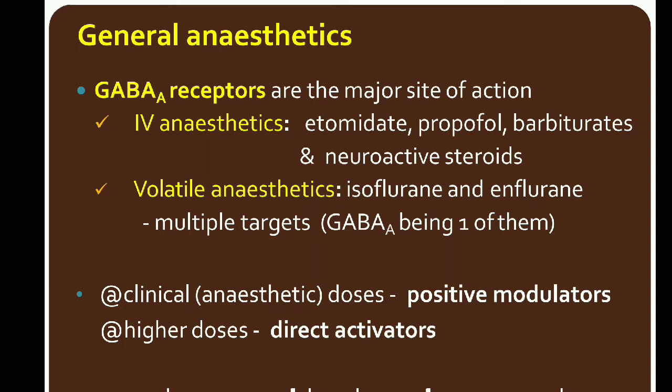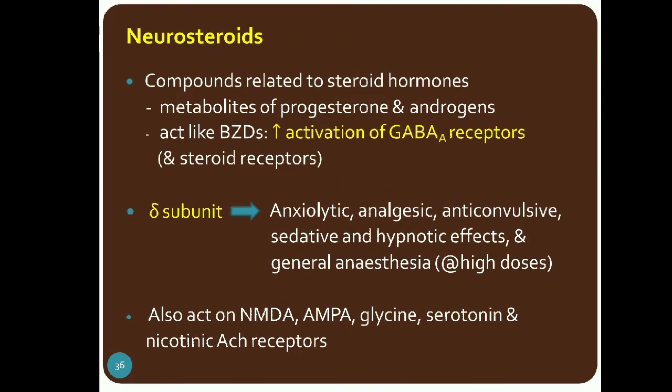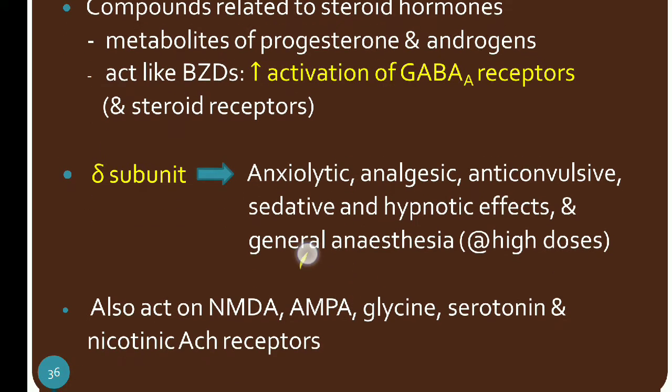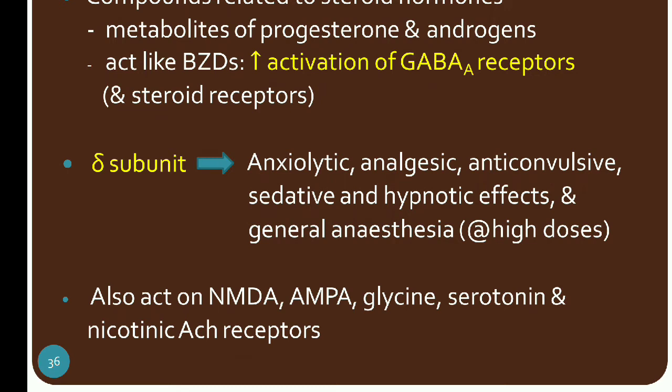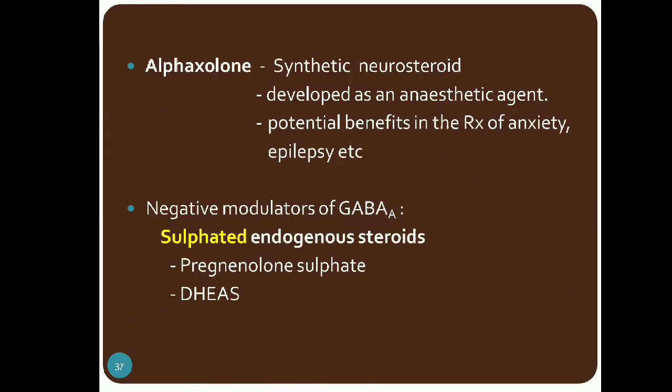Neurosteroids are compounds related to the steroid hormones, like metabolites of progesterone and androgens, acting like BZ in activating the GABA A receptor, via the steroid receptor, delta subunit. They are anxiolytic, analgesic, anticonvulsant, sedative, and hypnotic, and cause general anesthesia at high doses. They also act on NMDA, AMPA, glycine, serotonin, and nicotinic acetylcholine receptors. Alphaxalone is a synthetic neurosteroid developed as an anesthetic agent, with potential benefit in the treatment of anxiety, epilepsy, etc.